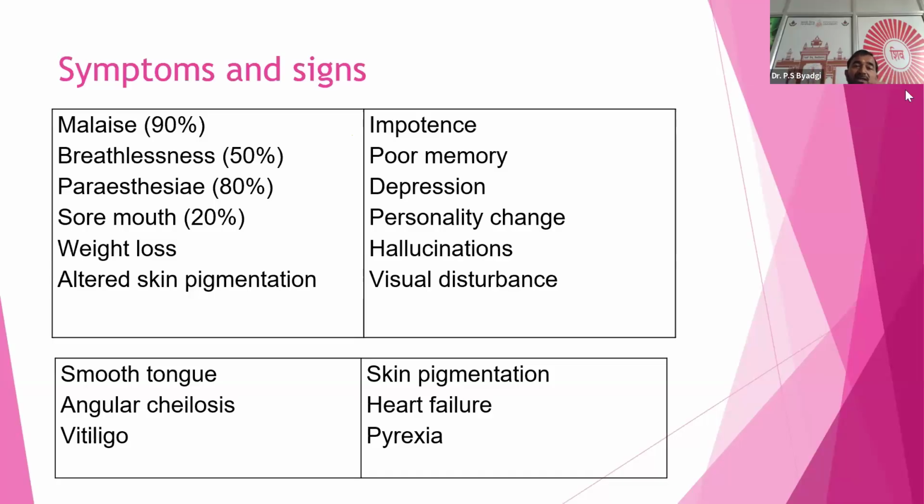So what are the examination signs you will get? The tongue becomes very smooth, angular cheilosis will be there, vitiligo, and skin pigmentations, heart failure, and pyrexia. These are all the very common presentations, common examination points which you get in case of the patients.